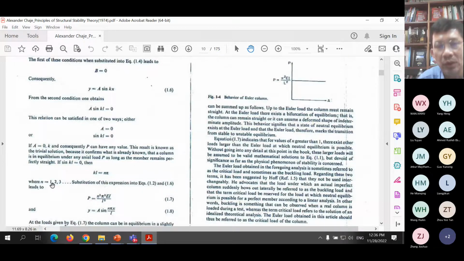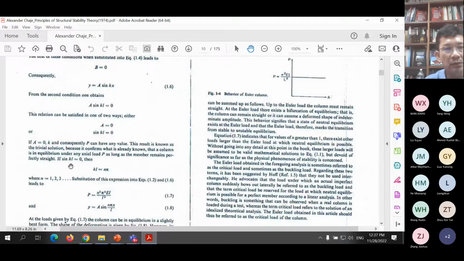Now what we want to know, class, if we go back to the purpose of solving this problem, is the critical load. So in order to find the critical load, A is equal to 0 is not the condition that we should use. We should use the second condition, which is sin KL should be equal to 0. So A is equal to 0 gives you the trivial solution. It doesn't give you the critical load. To get the critical load, you need to set the second one, sin KL, equal to 0.